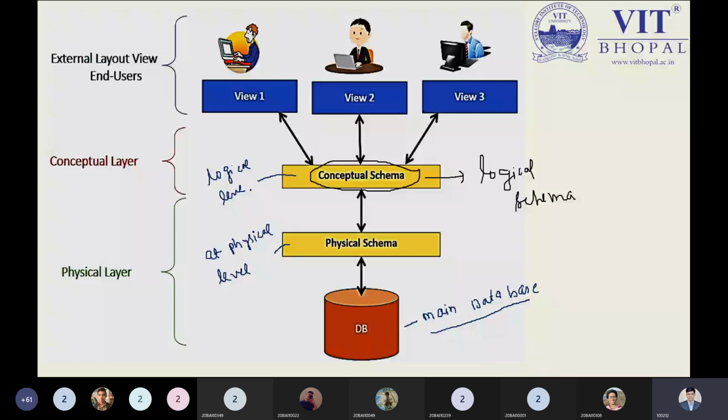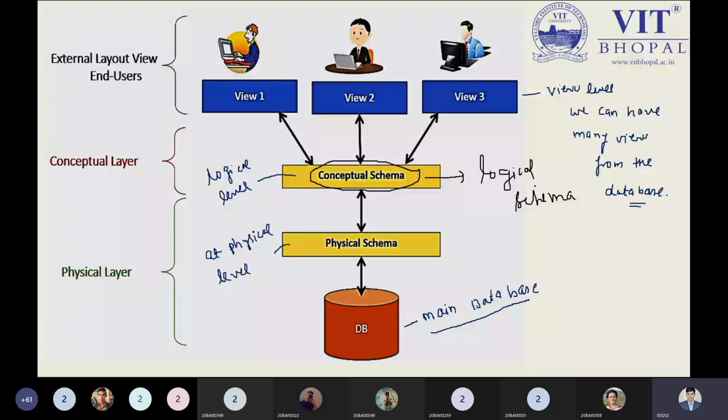But in the case of the view, at the view level, we can have many views from the same database. That's why we can say we have n number of views. So in the view level we can have many schemas, and all these schemas at the view level are known as the subschema.